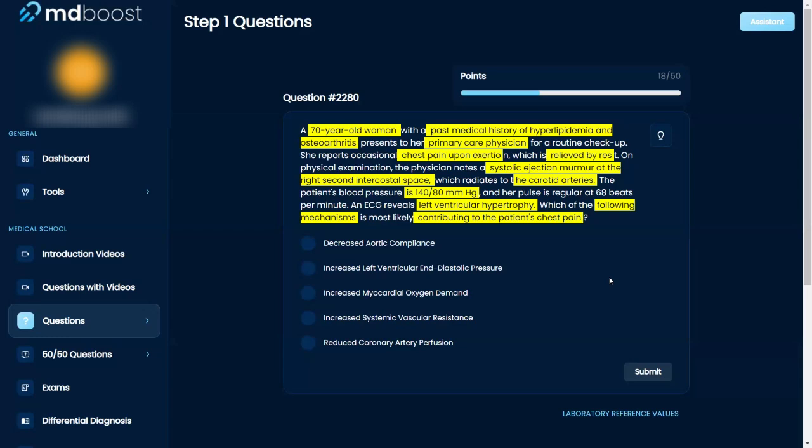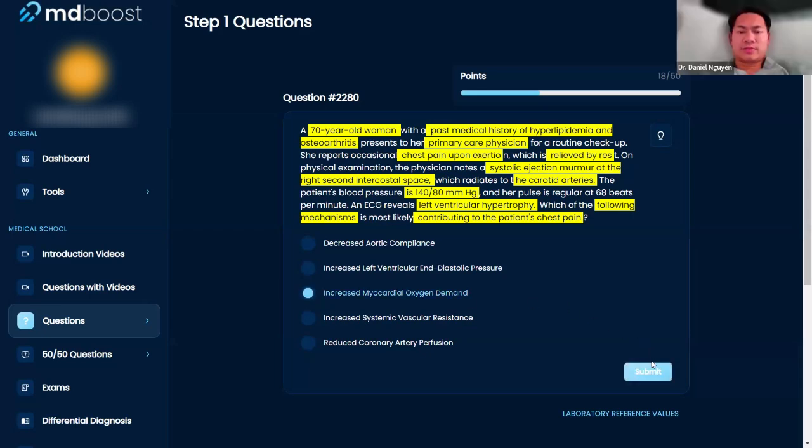the increased left ventricular end diastolic pressure, perhaps, or increased myocardial oxygen demand. I think it's increased myocardial oxygen demand. Okay, so, final answer.